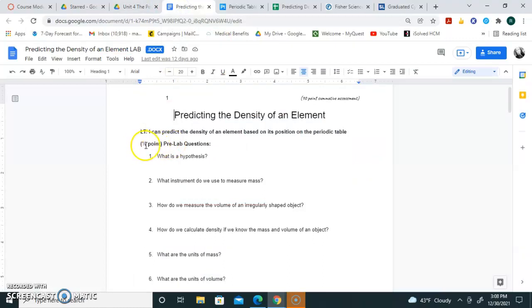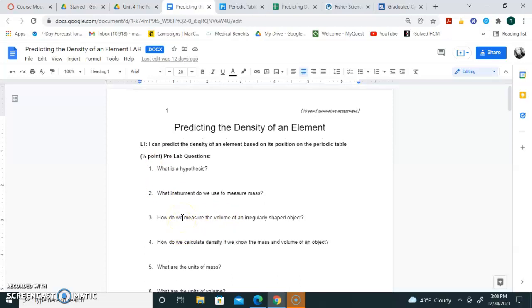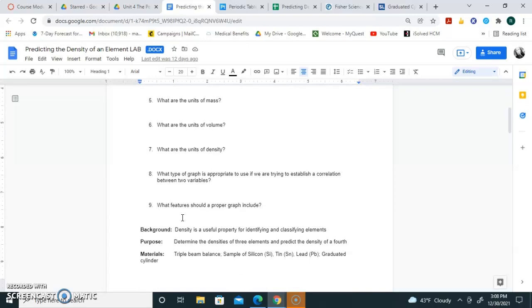As you can see right here in the lab, I'm telling you how many points each question is worth, for a total of 10 points for the entire lab, okay? So the first thing I want you guys to do is answer these pre-lab questions. These are basically review questions from stuff we did before, labs we did before, just to refresh our memories. So what is a hypothesis? What instruments do we use to measure mass? How do we measure volume? And so on. So go ahead and answer to the best of your ability these first 9 questions.